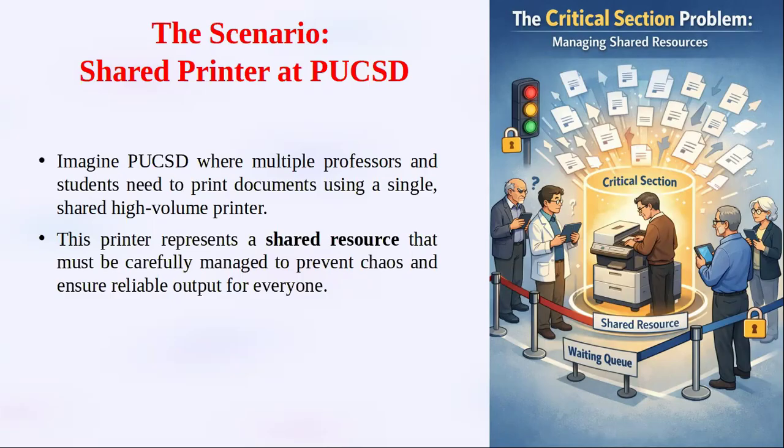So if there is no proper system to manage these requests, then confusion will happen. Print jobs may overlap, data may mix, and the final output may not be correct. So from this simple real life situation, we understand a very important idea. When many users try to use one shared resource, we must control access properly to avoid problems. And this idea forms the foundation of the critical section problem, which we are going to study in detail.